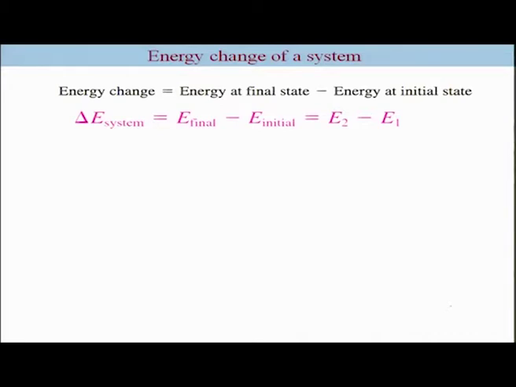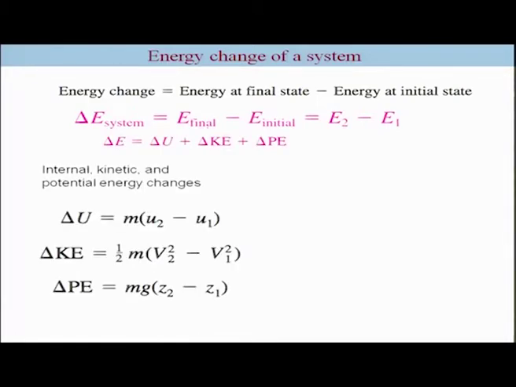Here the energy change is nothing but E final minus E initial of the system, and delta E is nothing but delta U plus delta KE plus delta PE. Of course, delta kinetic energy is related to this. If there is a change in the velocity of the system, then of course you are going to consider that. If there is a change in the elevation of the system, you will be considering the delta PE. But most of the time we ignore that.